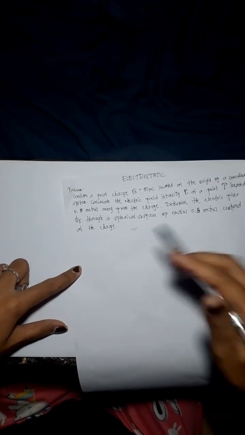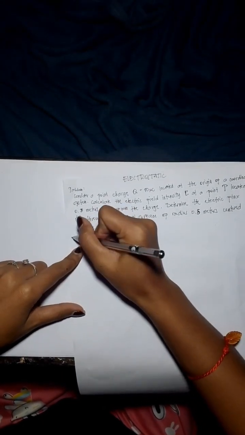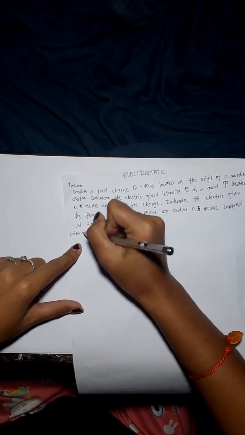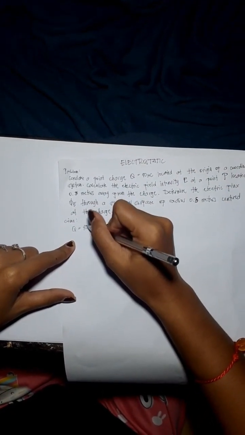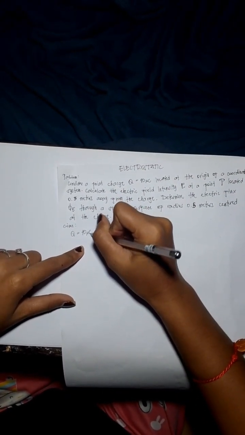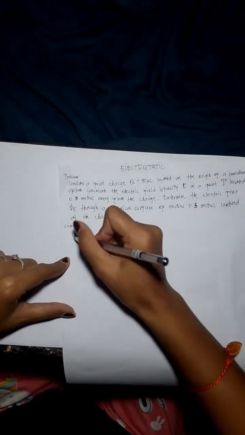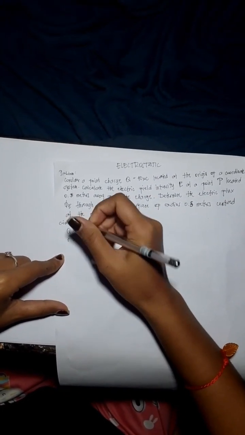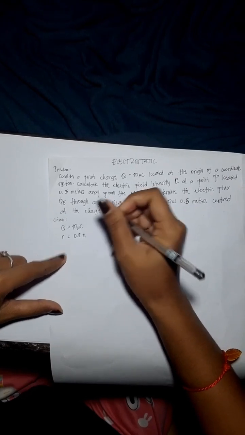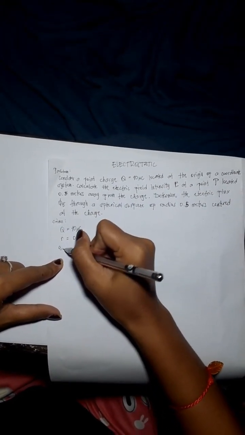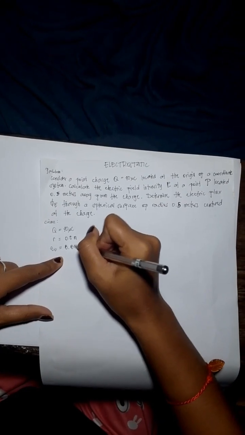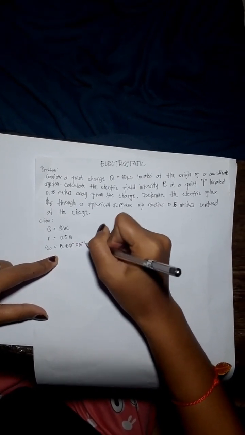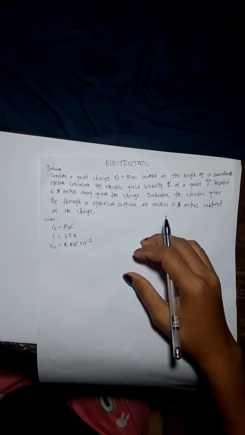So now, the first thing we will do is write the given. Given, we have a charge of 40 microcoulomb, our radius is 0.5 meters, and our epsilon 0 is 8.845 times 10 to the negative 12.